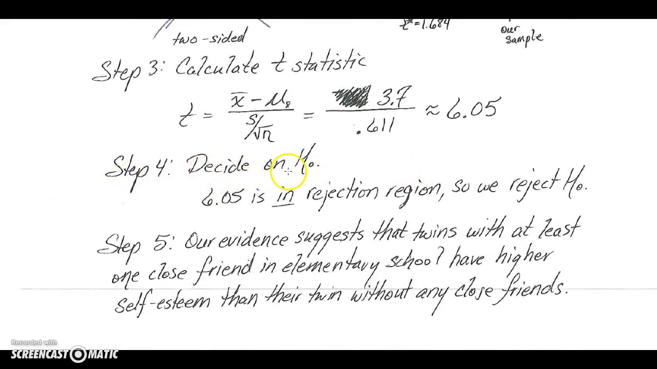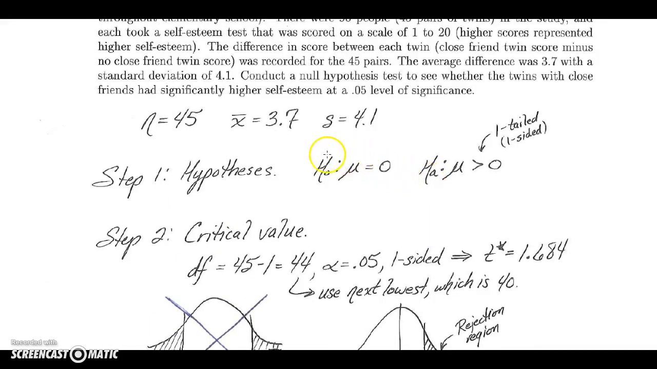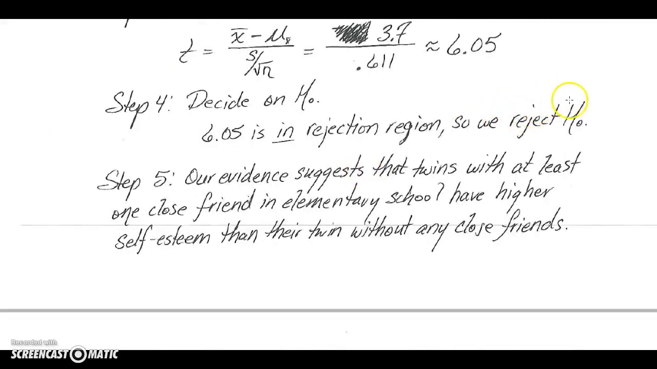So in step 4, because we are in the rejection region, we do reject the null hypothesis. So going back, what was our null hypothesis? Our null hypothesis was the mean is 0. What does that mean? This means that there was no difference between the twins. We reject that idea. We reject the idea that there's no difference. In other words, we have found evidence of a difference.